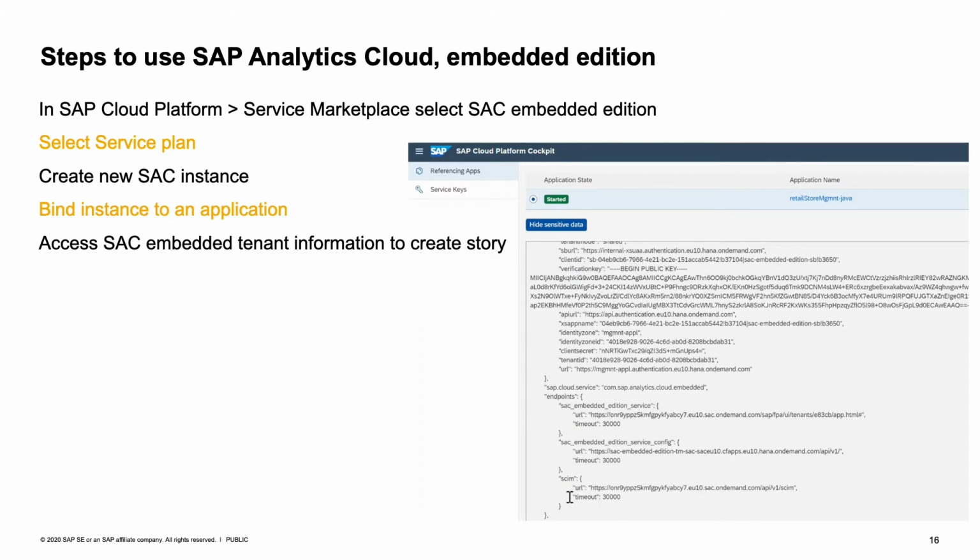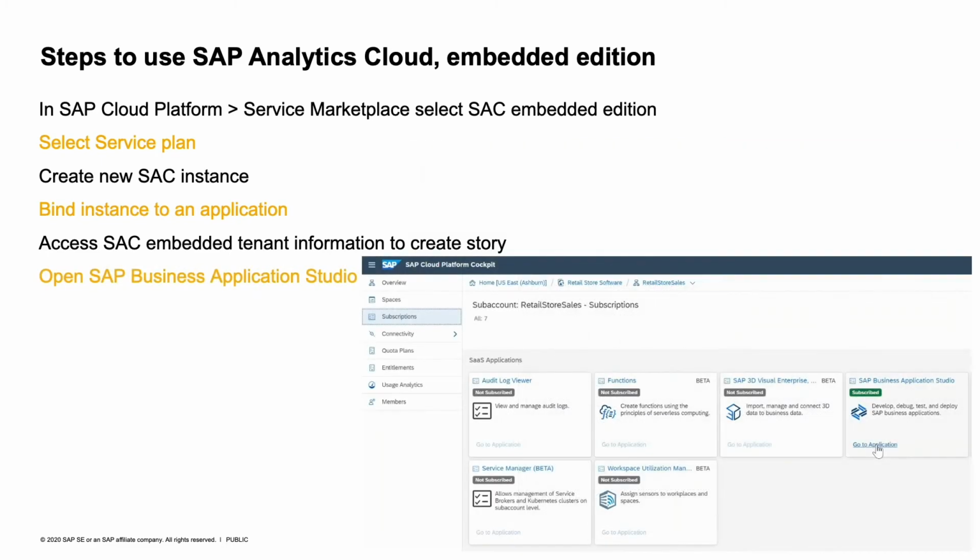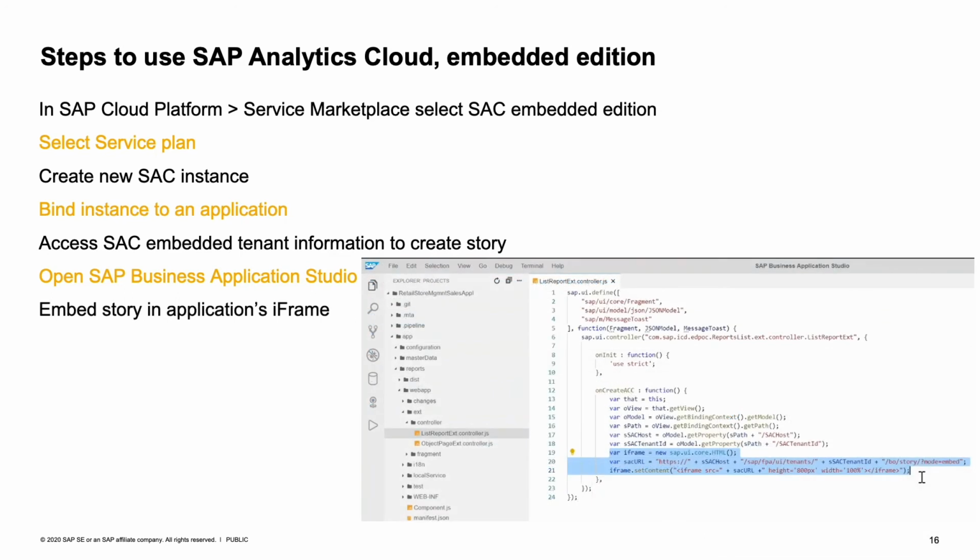Once you have done this, you will have access to 3 endpoints. You have these endpoints: service for the UI embedding integration, config for all configuration purposes, and skim for user management. Now that you have the endpoints, go to the business application studio of your application in the sub account and use the iframe to embed your SAC story through the API.